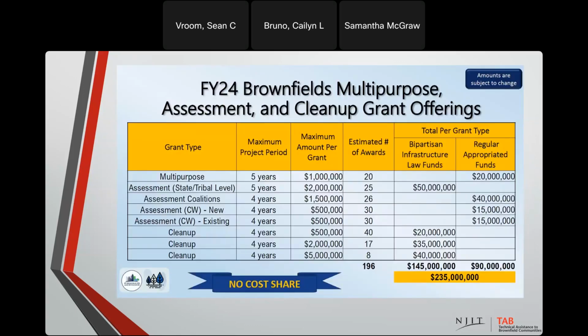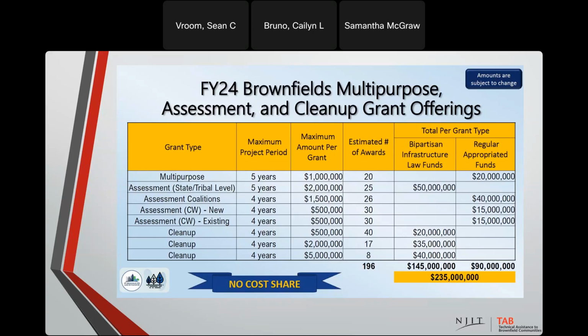So I just put this table up to give everybody an idea of the order of magnitude of the funding that has come out for fiscal year 2024. Last year, this year, and the next 3 years, funding for brownfields through EPA is going to be at historic levels. You can see the breakdown of how these are going to be divvied out, how many they're estimating on awarding, and it also tells you where the funding is coming from, whether it's from the bipartisan infrastructure law or it's just their regular appropriated brownfields funds.